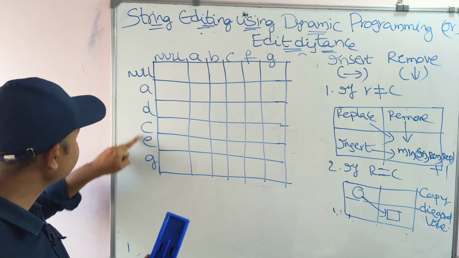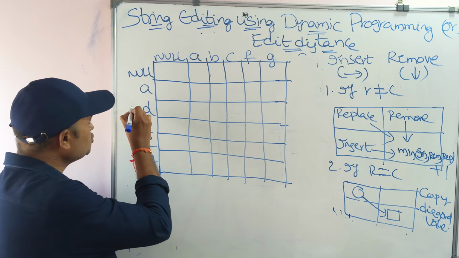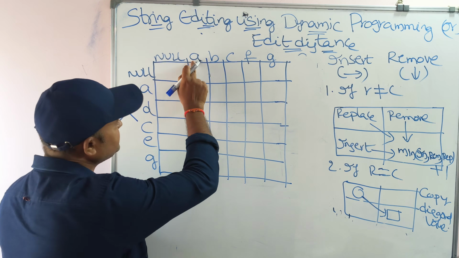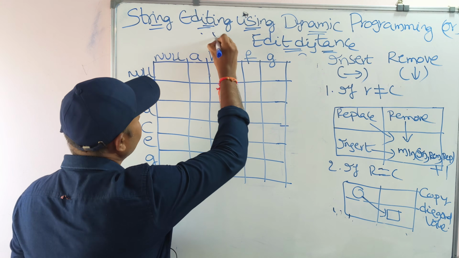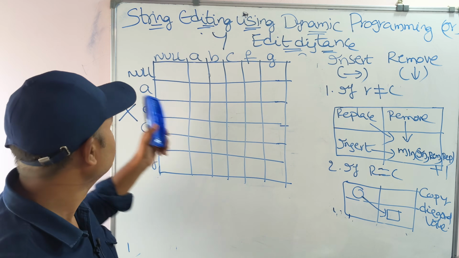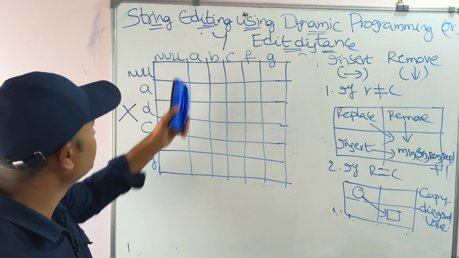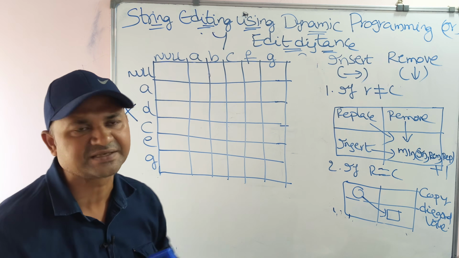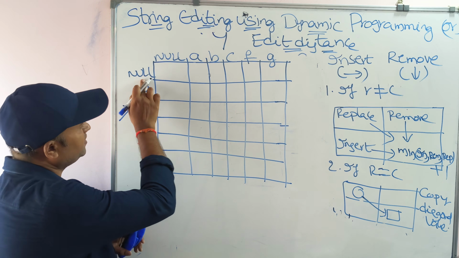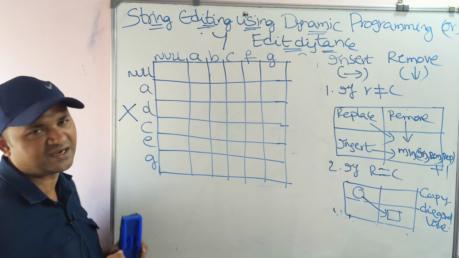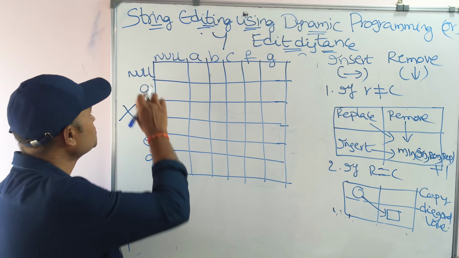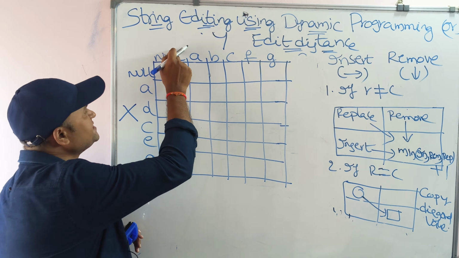So here the source string is ADC. Let the source string be X. The source string is written in horizontal rows. Next, the destination string is ABCFG. Let it be Y. The destination string is written in vertical columns. So horizontal rows mean the source string, whereas vertical columns mean the destination string. Next, before the source string we have to use null, and before the destination string we have to use null. Null indicates empty string.